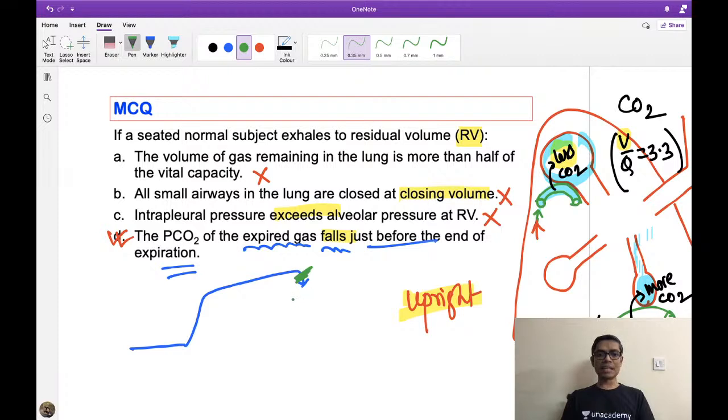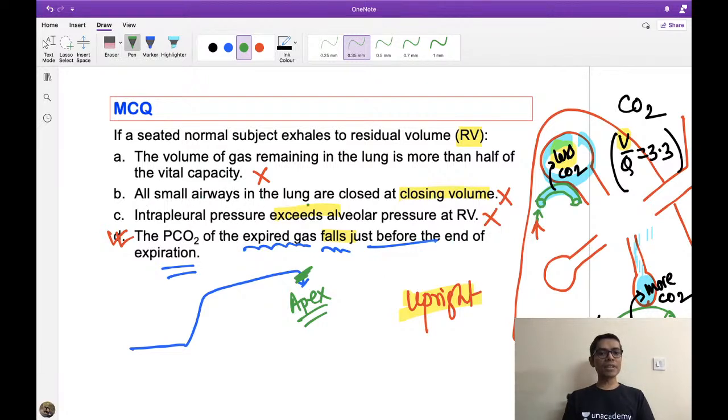Now the air is coming from which type of alveoli? The apical alveoli, the carbon dioxide is coming from there. So this is the explanation of this question, that the PCO2 of the expired gas falls just before the end of expiration. Now look at the other option.